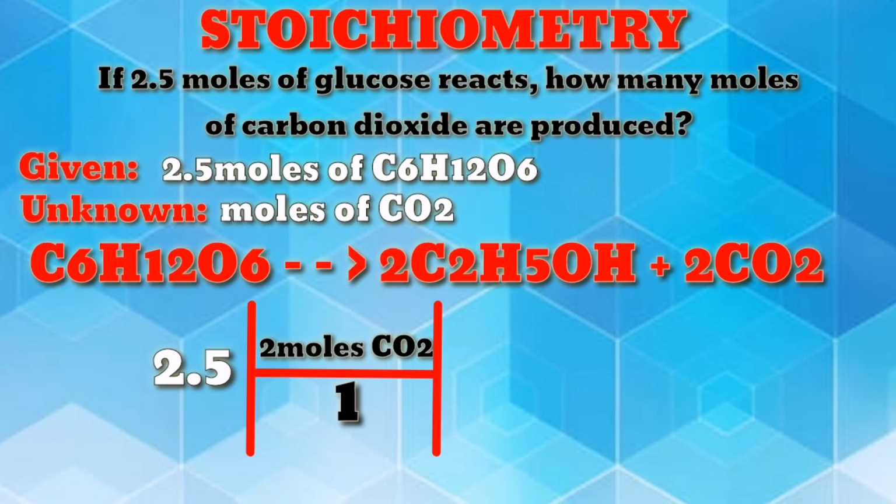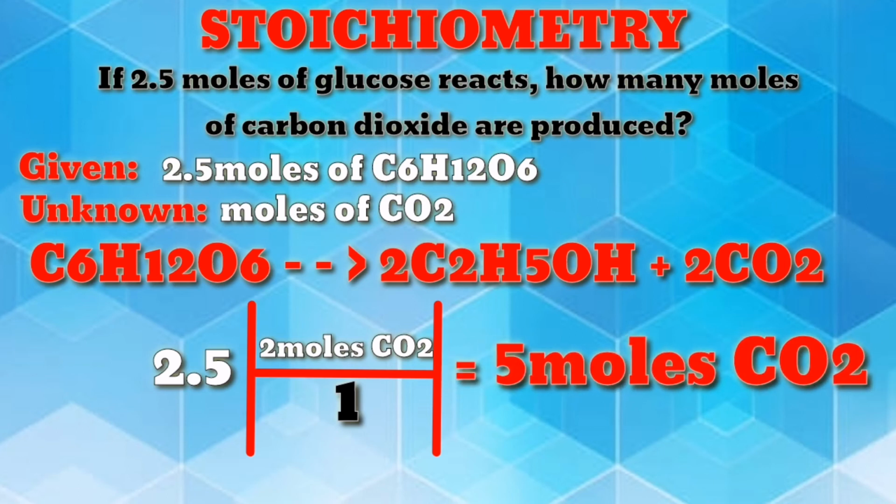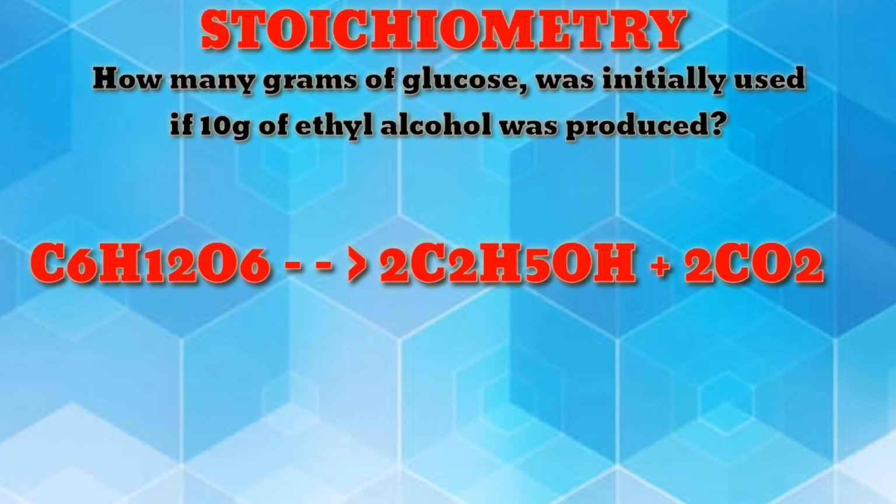Now, get the calculator and solve. 2.5 times 2 divided by 1 is equal to 5 moles of carbon dioxide produced in the decomposition of glucose. Let's use the same equation.